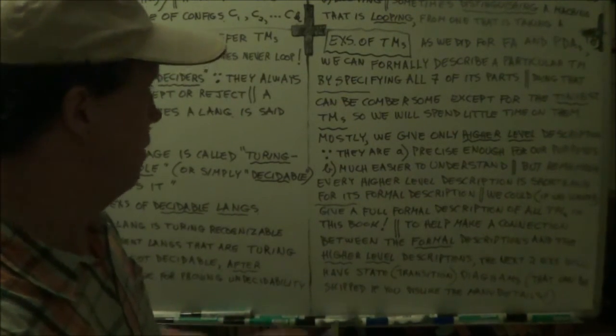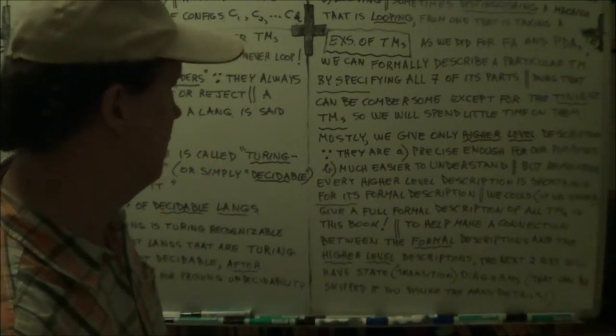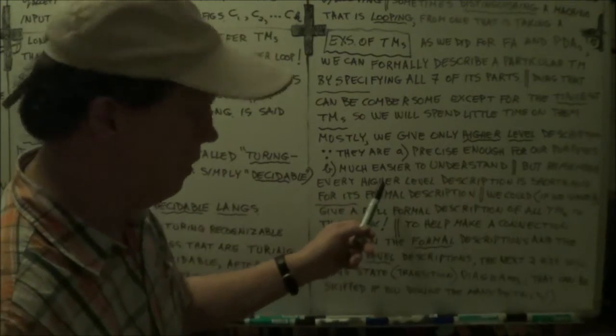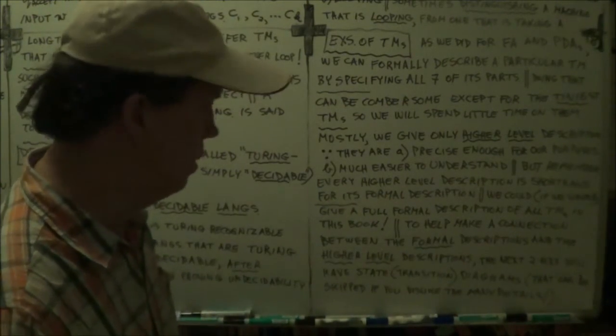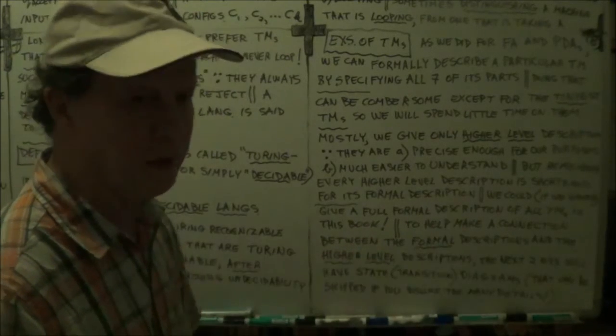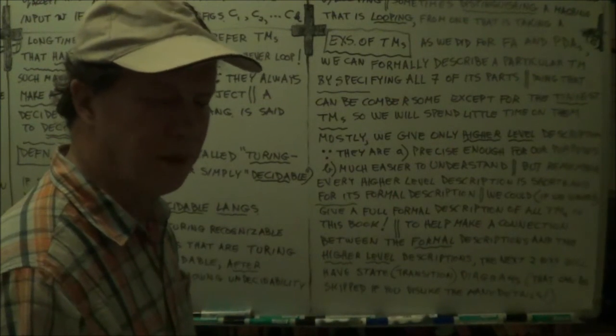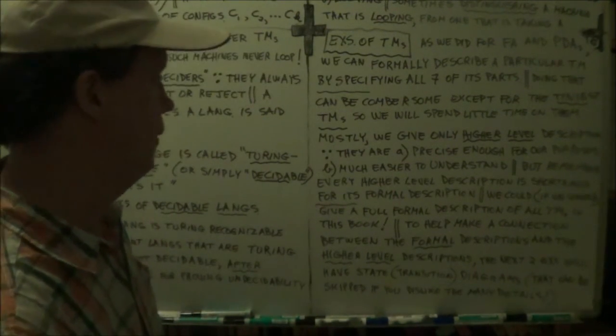Right. So the higher level description is usually much easier to understand. And don't forget that these higher level descriptions are really just shorthand for the full formal description that would include the state transition diagram, right?